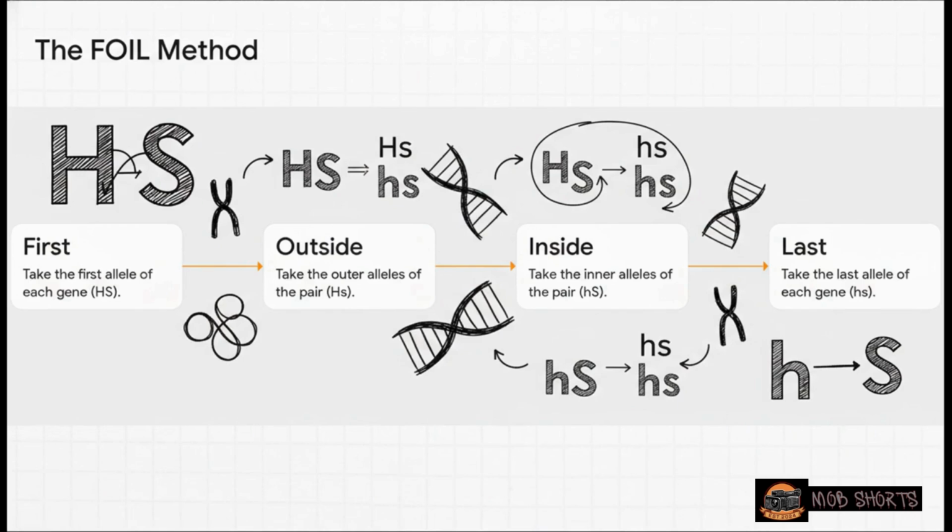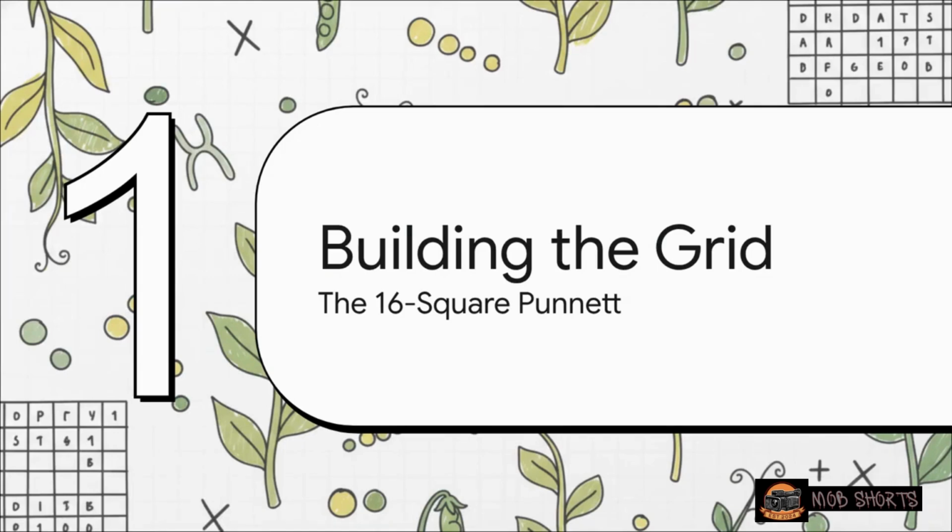Well, luckily, there's an awesome little shortcut we can steal from algebra class. Remember the FOIL method? First, outside, inside, last. You just do that with the parent's genotype. So first gives you big H, big S. Outside is big H, little s. Inside is little h, big S, and last is little h, little s. Boom! Just like that, you've got the four possible combinations for the gametes. Easy, right?